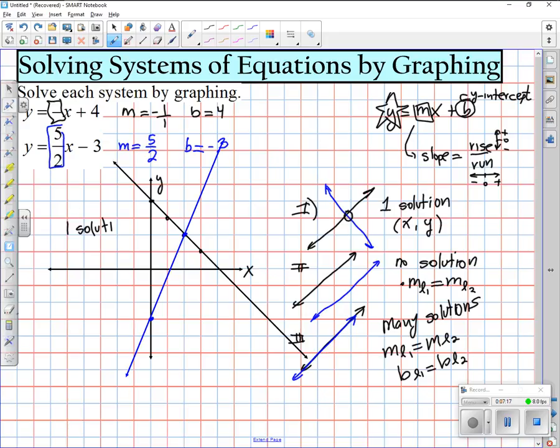And what is that solution? Tell me the x value and y value of this point, and that'll be the solution. The x is 2, and the y value is 2. So that's how you do the assignment. Graph it, and then based on your drawing, you say one solution, no solution, or many solutions. Thank you very much.